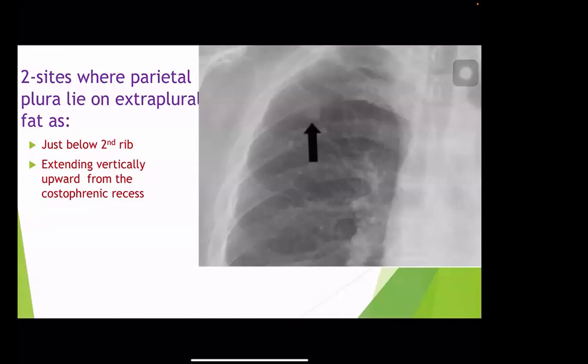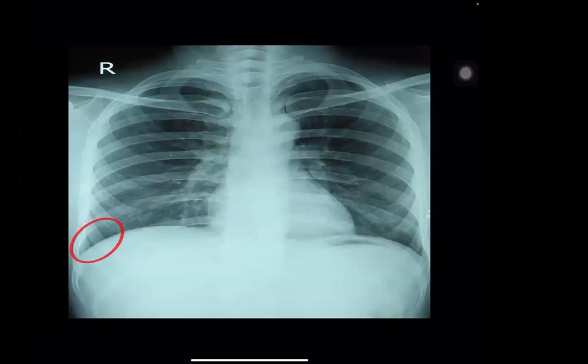The second, as we said, is when the parietal pleura lies on extrapleural fat, as you see here just below the second rib, or extending vertically from the costophrenic recess. Here, a very faint line. The parietal or visceral pleura is seen here extending vertically from the costophrenic recess. This is the costophrenic recess.